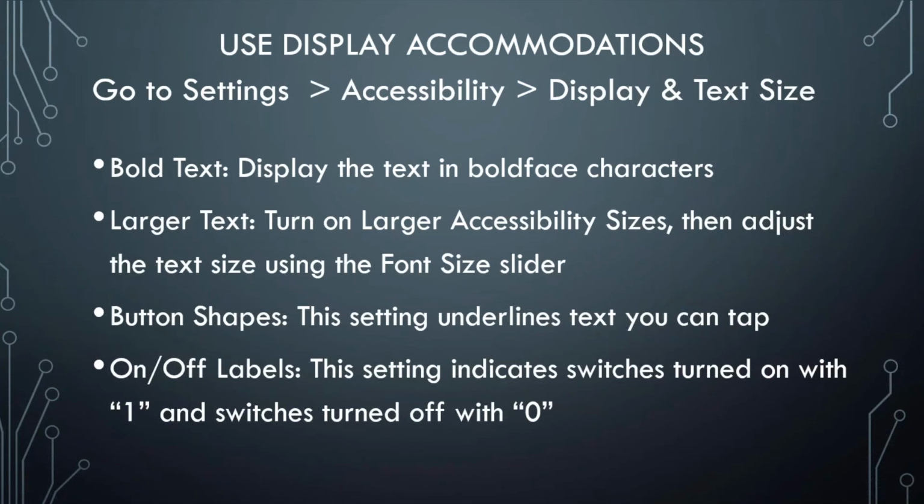Okay, so again, using display accommodations, you can change the text size and the display properties. To do that, you would go to Settings, Accessibility, Display and Text Size. You can select to have bold text. That would just display your text in bold letters. You can select to have larger text. You can select the button shape. That particular feature changes the settings to underline text that you can tap on. So if there's text somewhere that you can click on, then it would underline it for you to let you know that it's clickable text.